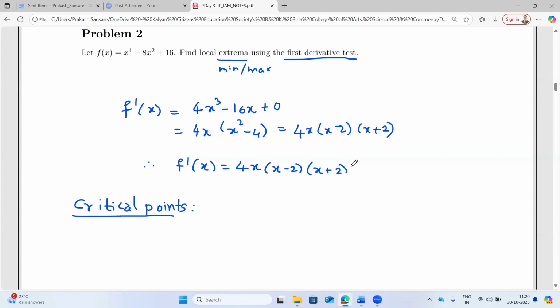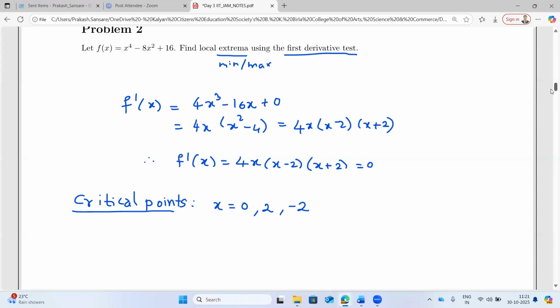So at what point is f dash x equal to 0? Basically at x equal to 0, x equal to 2, and x equal to minus 2. At those points f dash is 0. So the critical points are x equal to 0, x equal to 2, and x equal to minus 2. So we have 3 critical points, that is 0, 2, and minus 2. These are the 3 critical points we got.